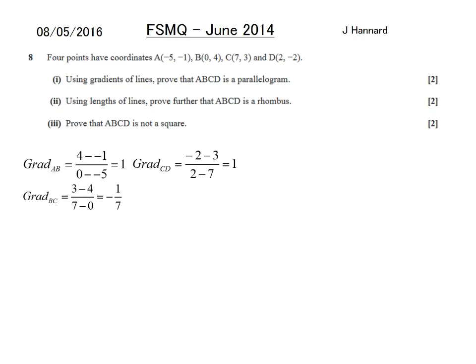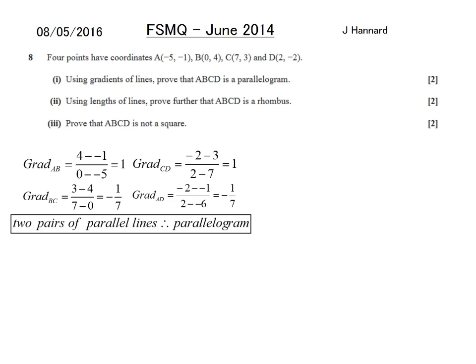Grad of BC is minus a 7th. And grad AD is minus a 7th as well. 2 pairs of parallel lines, therefore it's a parallelogram. That's the very definition of what a parallelogram is.